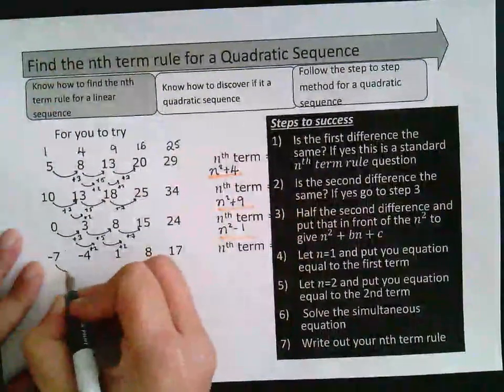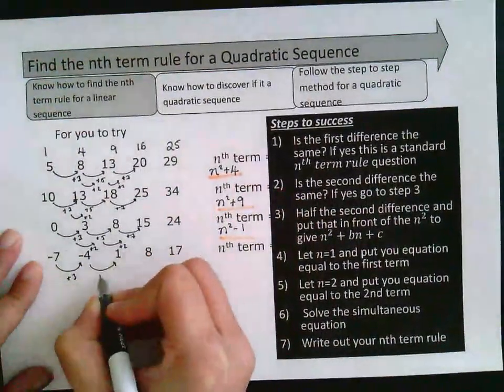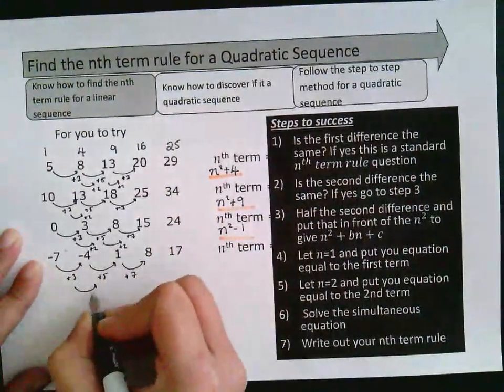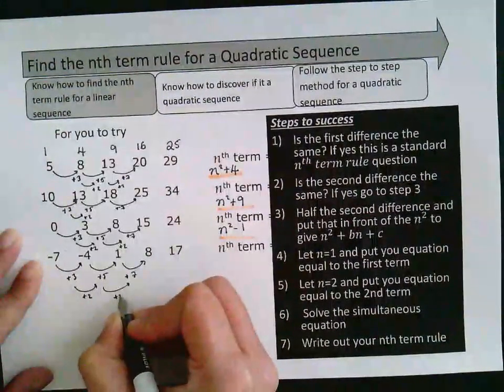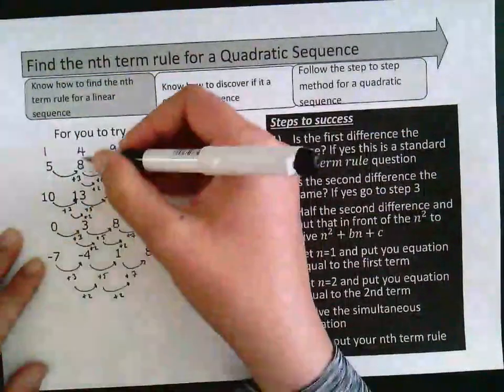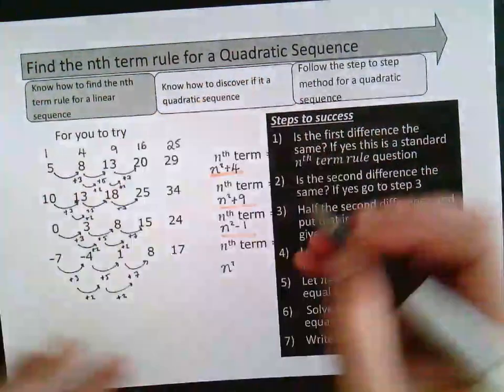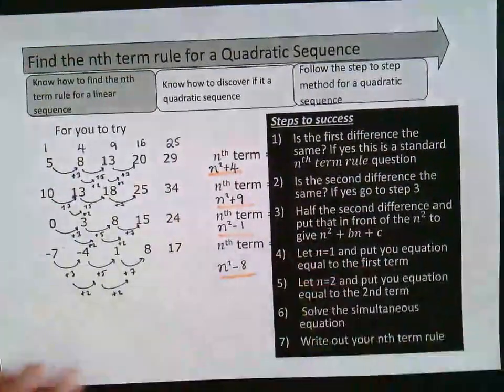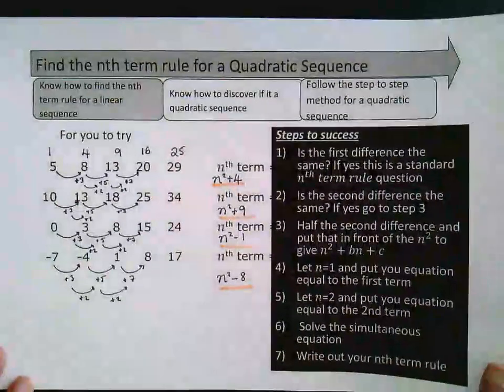And then again, let's have a look. Yep, 3, 5, 7. My differences are 2. So again, my rule will start with n squared. Let's compare. Take away 8, take away 8, take away 8. So n squared, take away 8. Hopefully you've got them all correct.